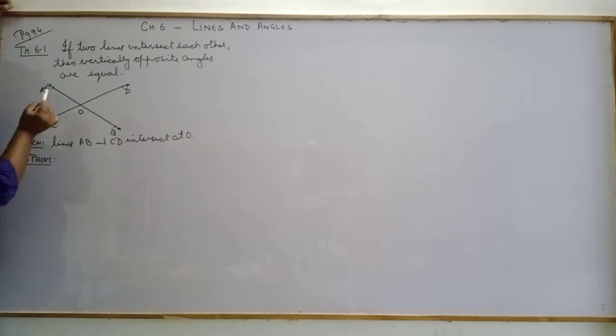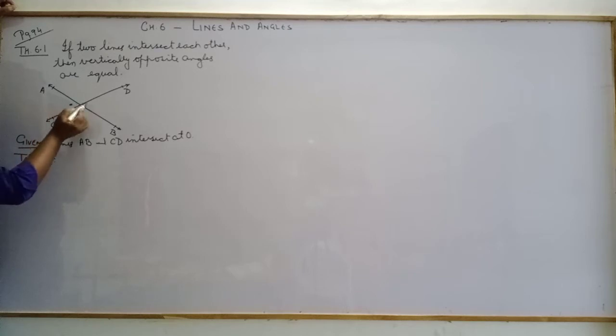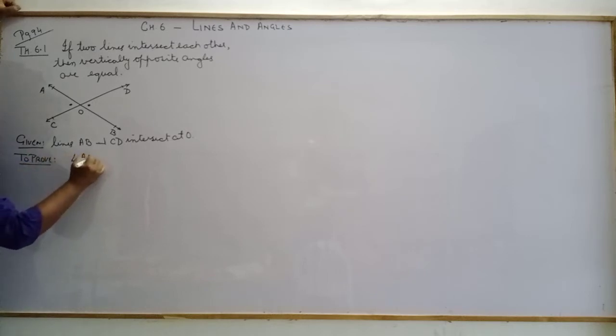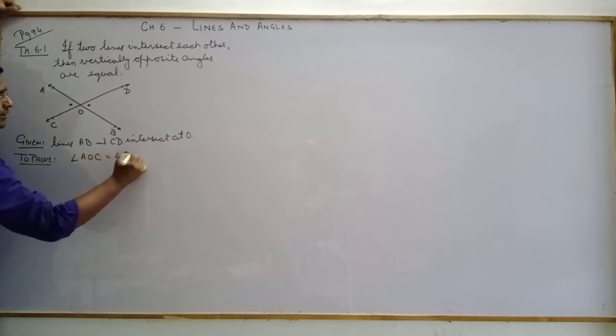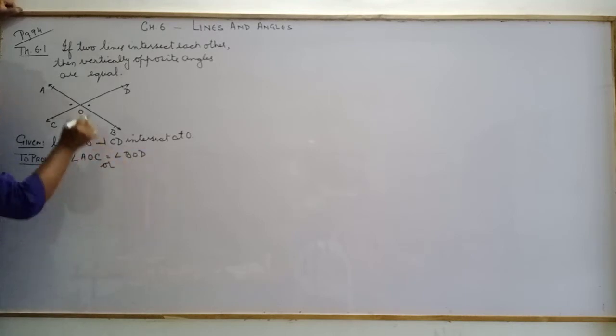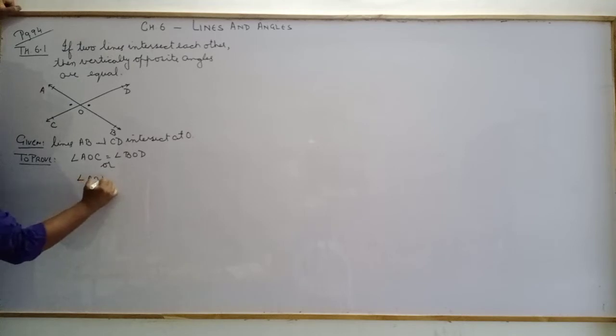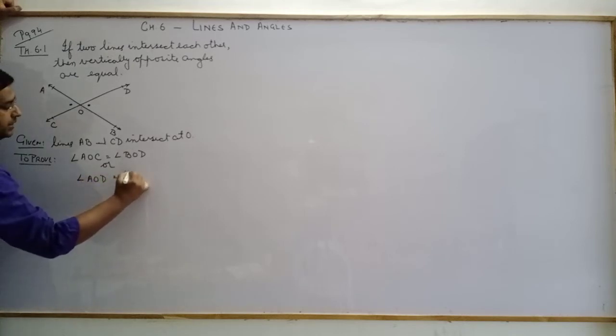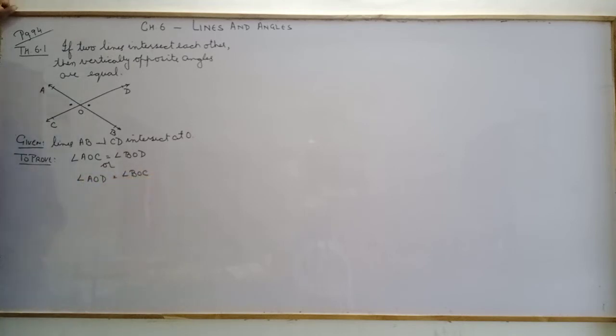Which are vertically opposite angles? Angle AOC. Can you see this angle? Vertically opposite to this one is this angle, that is angle BOD. Right? So what we have to prove? Angle AOC equals angle BOD, and these two angles are also opposite to each other: angle AOD equals angle BOC. This is what we have to prove. Construction not required. Everything is constructed for us.